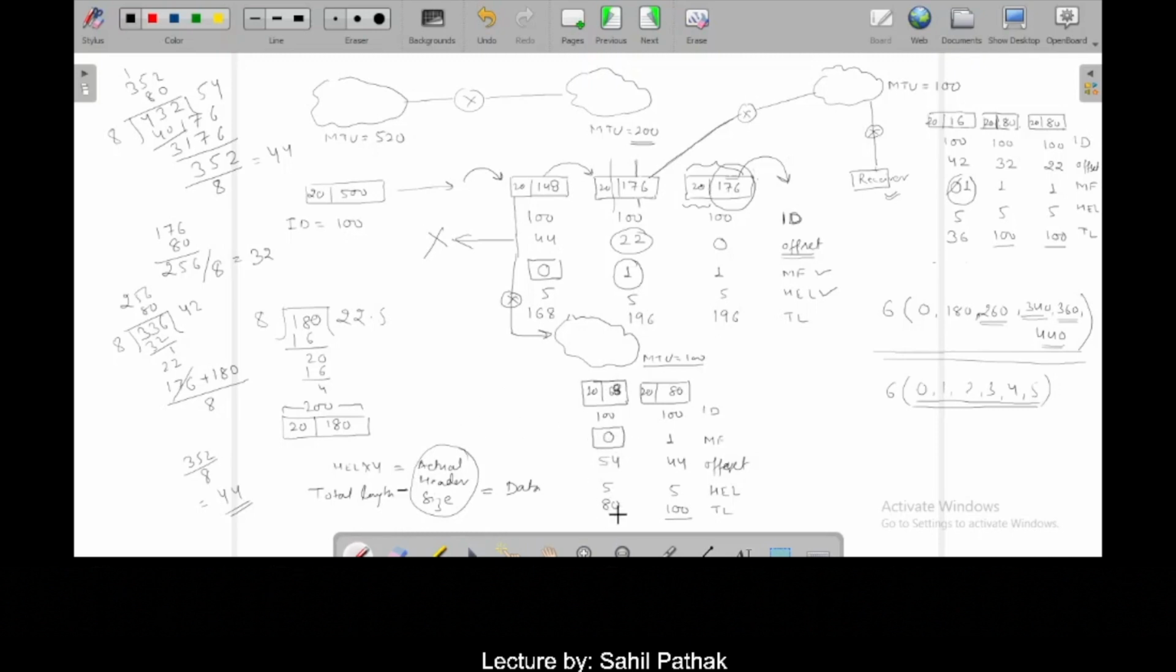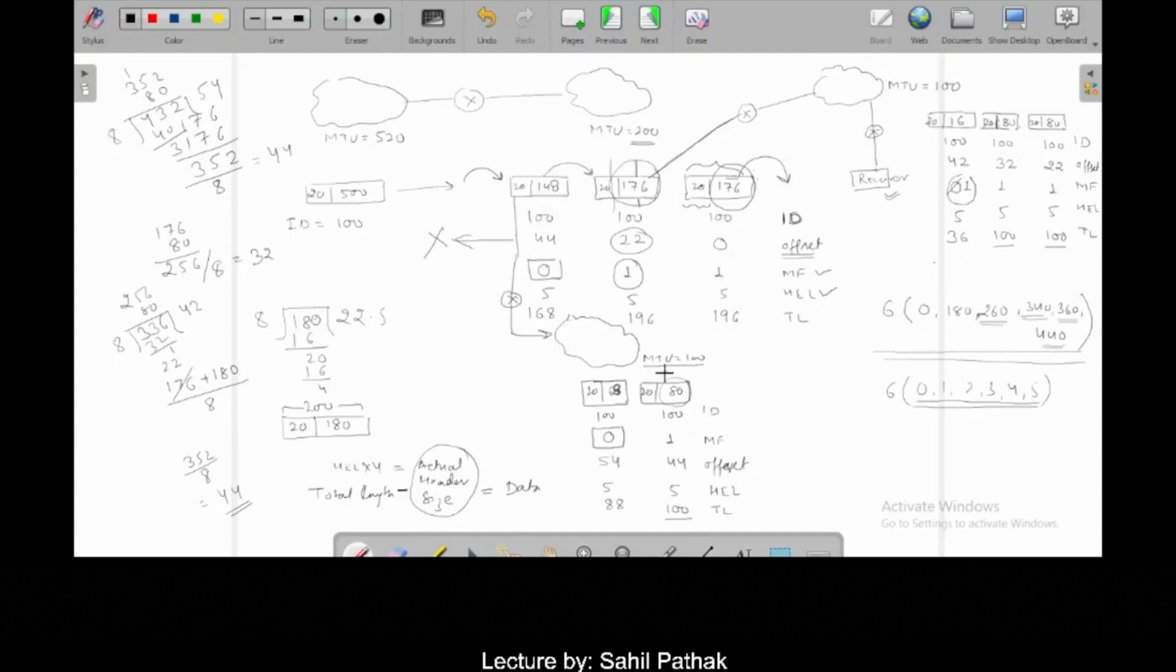So now the total length field would be 68 plus 20, that is 88. Yes. Now this is something that we can say it is the final thing. Okay. This is how the fragmentation is being done. So first thing you have to see, there is one thing that I want to quote here, that till here we have seen whether this was divisible by 8, whether this was divisible by 8, whether this was divisible by 8.